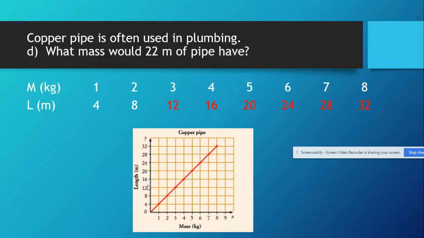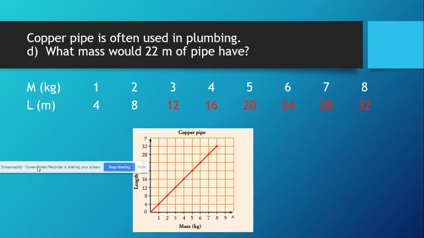D. What mass would 22 meters of pipe have? Okay, so you're going to think of 22 meters of pipe. Here you're looking at meters. You know that you have to then divide by 4 to get back there. So the meters divided by 4 tells me how many kilograms it is. They're saying 22 meters. So you would go 22 meters divided by 4, and that would give me 5.5 kilograms. So show your working out.